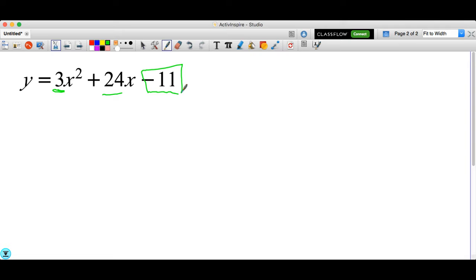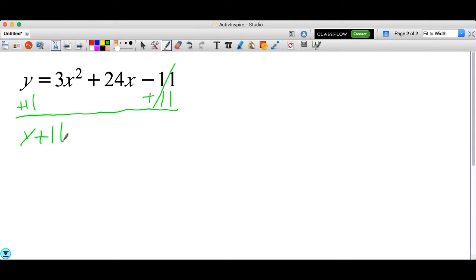And that's okay, because remember, we're just trying to go to vertex form here anyways. We're trying to get it to where we can see the vertex at the end, not the zeros like factored form. So let's carry on like normal and see where we go. We're going to add 11 to both sides. That's going to cancel. We get y plus 11 equals 3x squared plus 24x.